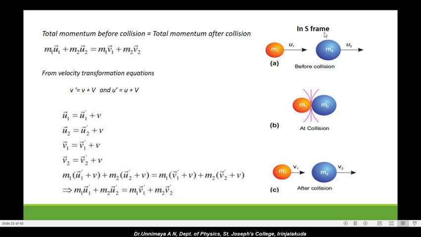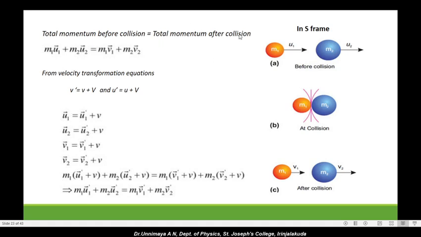So we know that according to the law of conservation of momentum, the total momentum of the system is conserved. That means if no external force is acting, the total momentum before collision should be equal to the total momentum after collision. What is momentum? Momentum is mass into velocity. Here the total momentum before collision will be equal to the momentum of the first particle plus the momentum of the second particle, that is m1 u1 plus m2 u2. That should be equal to the total momentum after collision.